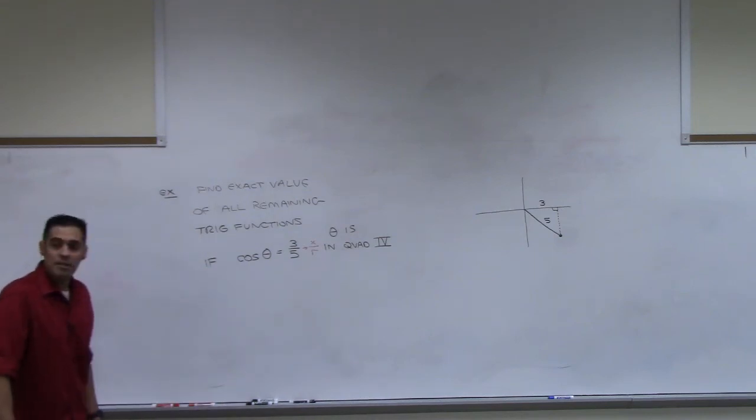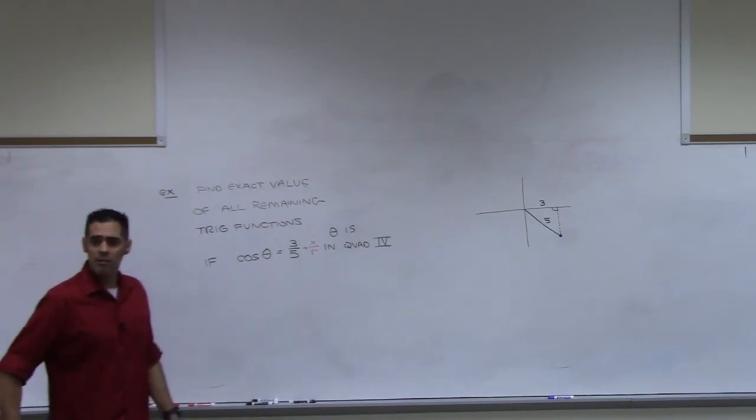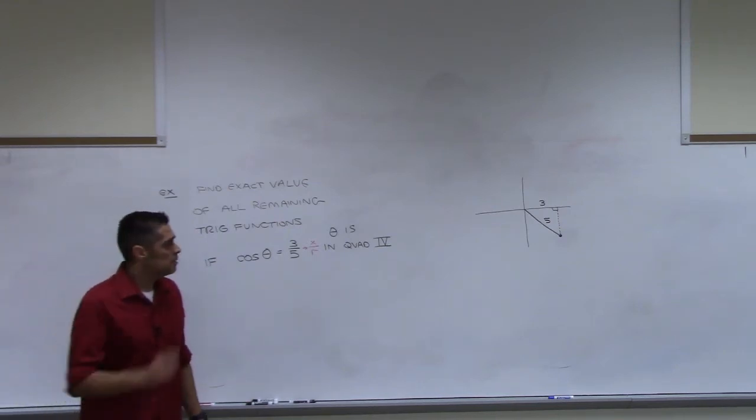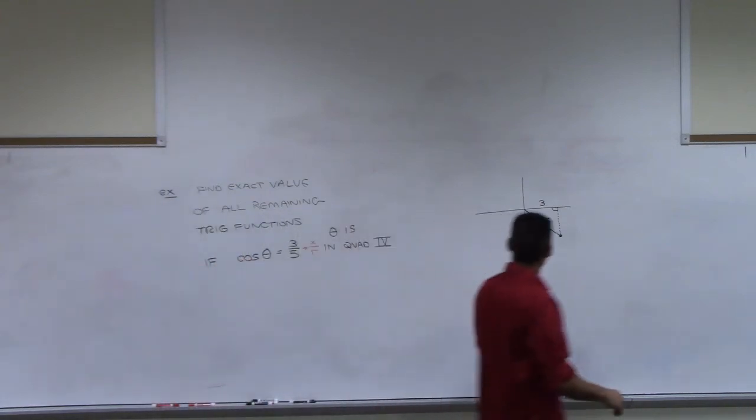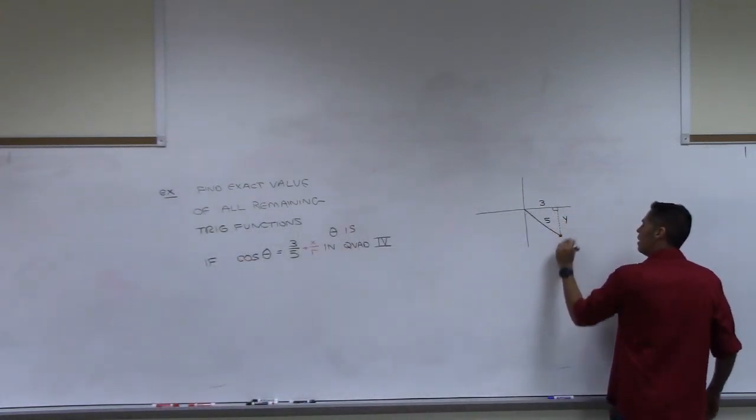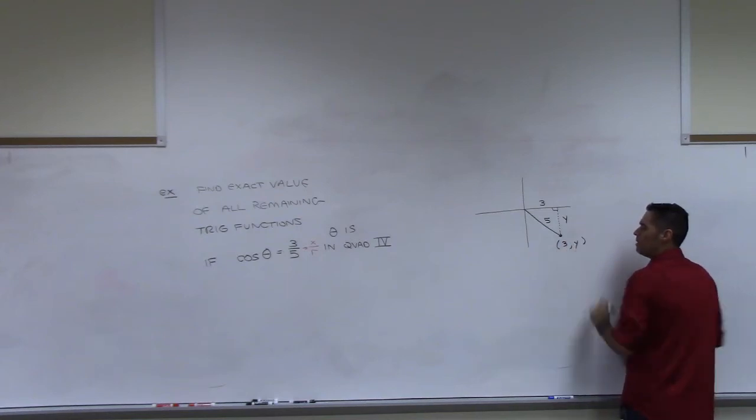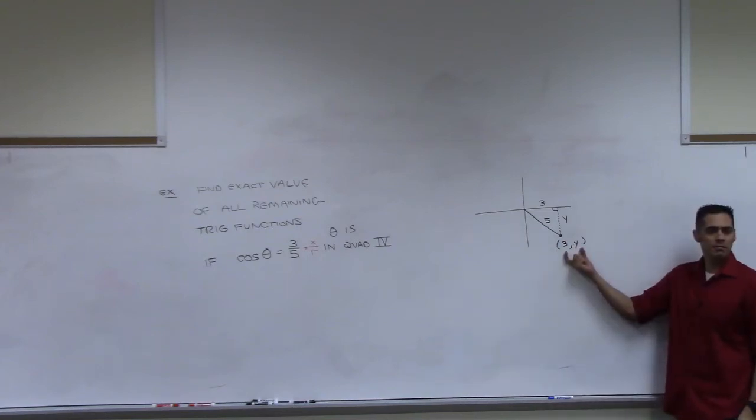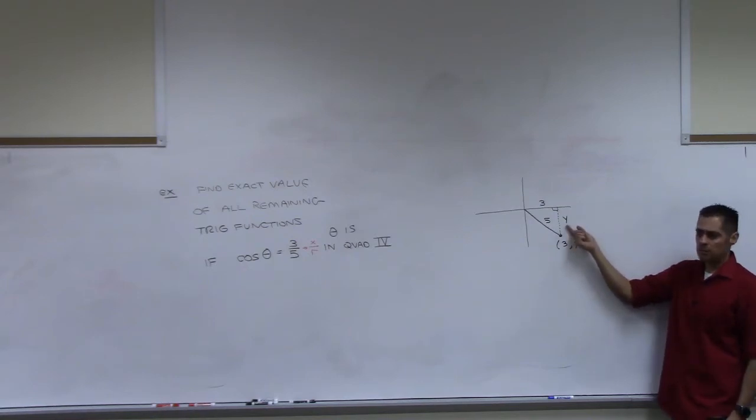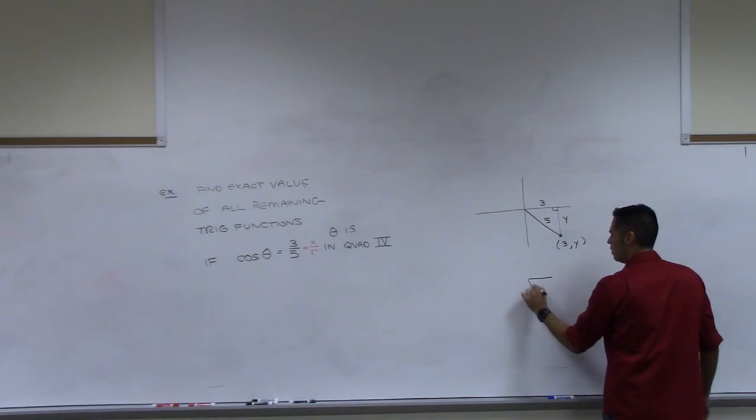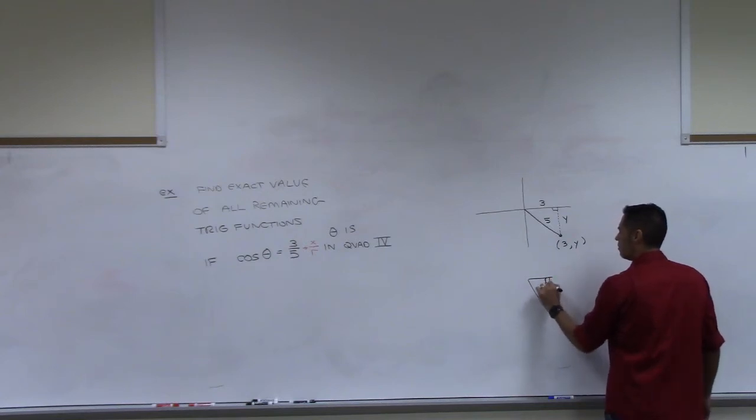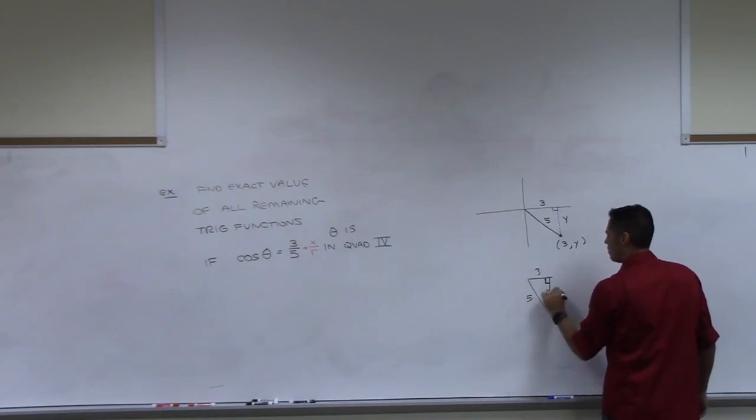The only thing I really don't have in the problem is y. I don't know what y is. So let's label this side y. I know that this point is the point (3, y), and I'm not quite sure what the y is. Can you get y? Yes, because I have a right triangle. This is 3, this is 5, this is y.